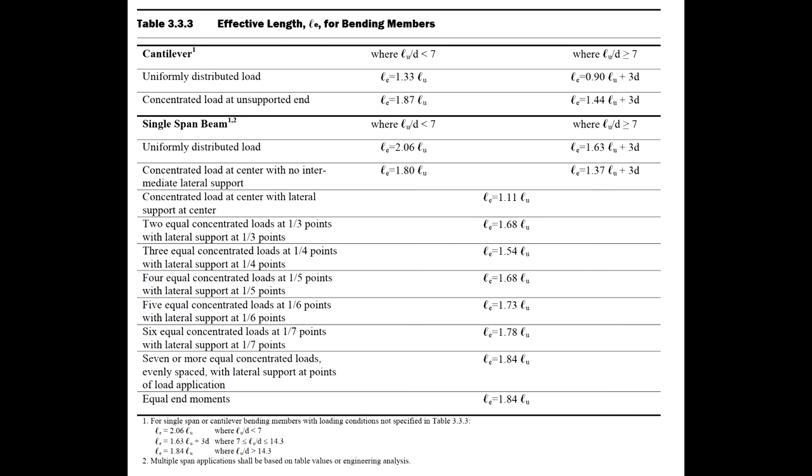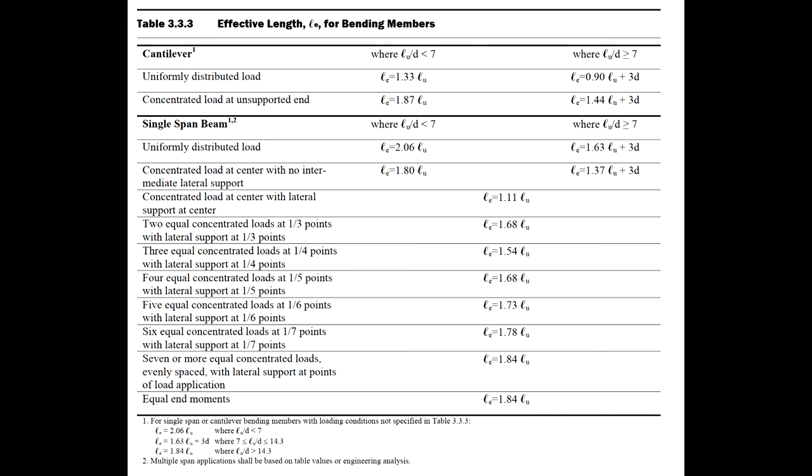Now, with that in mind, at first table 3.3.3 seems a bit odd. Notice that as the number of brace points increases, the factor actually increases in some cases. The factor to go from unbraced to effective length is 1.11 for a single midspan load and brace, while it's 1.84 if there are 7 load and brace points. Wouldn't that mean a longer effective length?